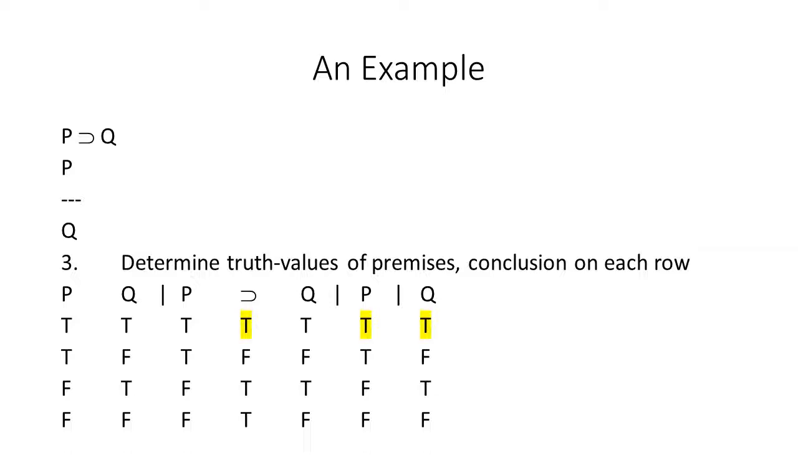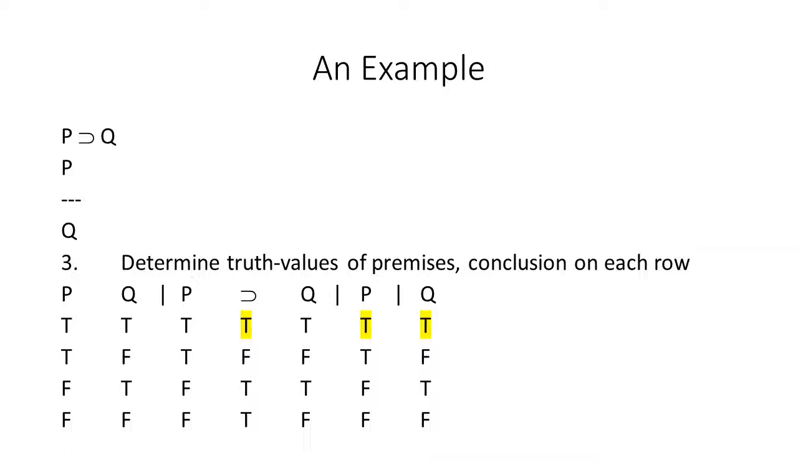In our first row, or sometimes I'll say line, our first premise is true, that is, if P then Q is true. Our second premise is true, that is, P's true, and our conclusion is true. Okay, so is this a row where the premises are true and the conclusion's false? No. The premises are true, the conclusion's true. Okay, cool. So can we stop here?